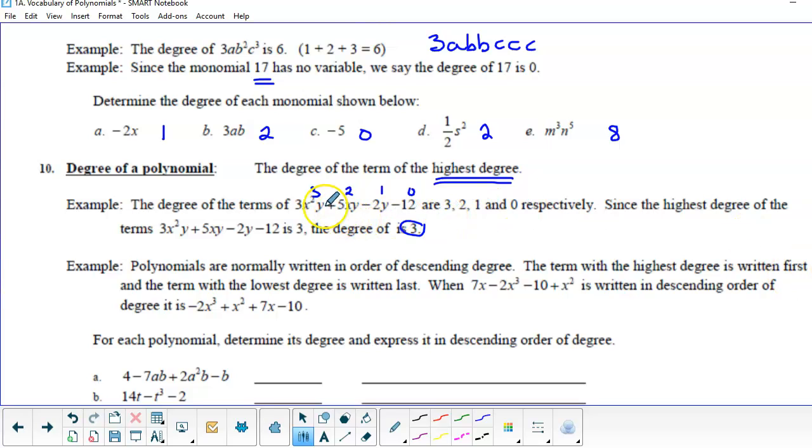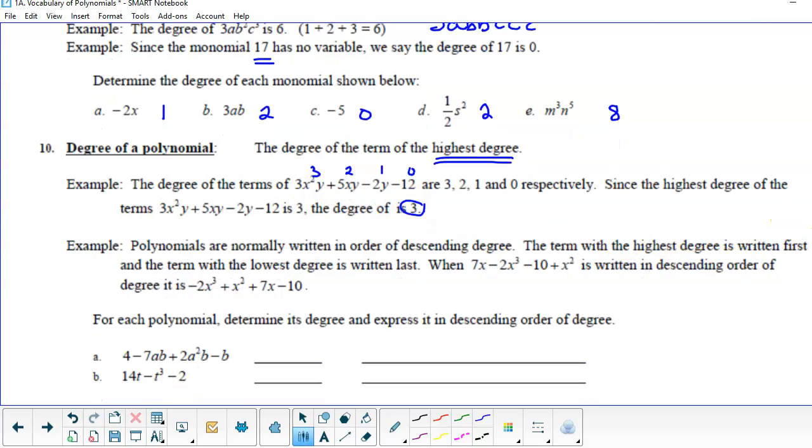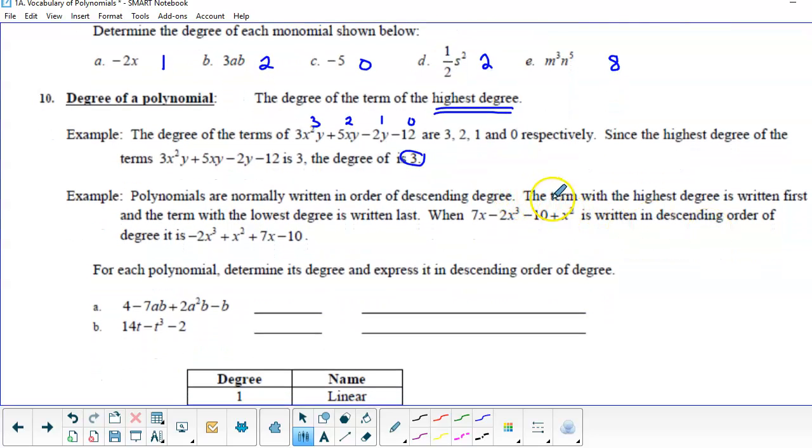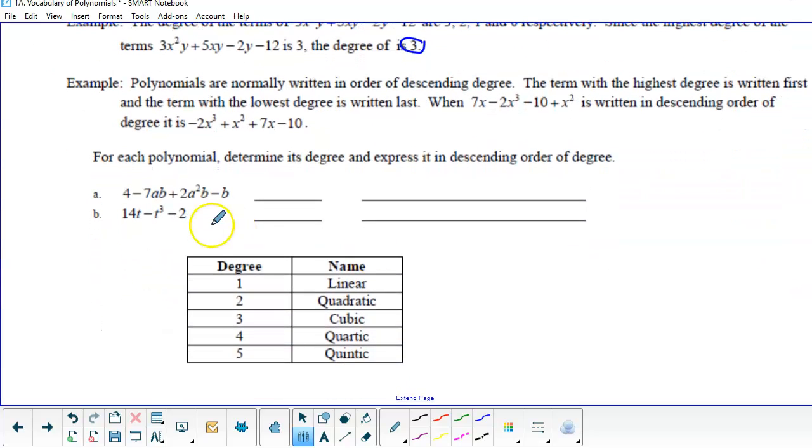And normally we try to write polynomials in descending order of degree, so you can see that they're getting smaller as you go to the right. And that's what I've said here. So the term with the highest degree is written first, lowest is last, and then you fill in. So for each of these, determine its degree and express in descending order of degree. So this has no variable, so 0. a times b is degree 2. a squared times b is degree 3. And just b is degree 1. So highest one wins.